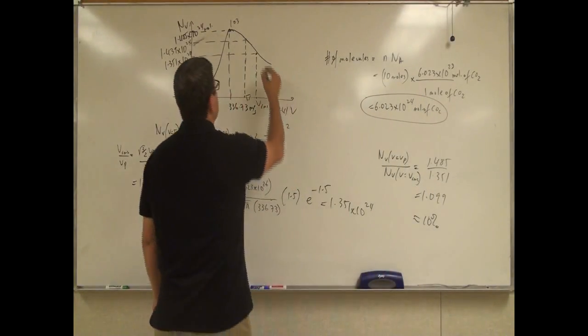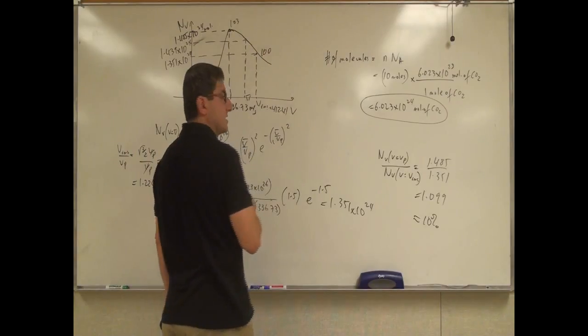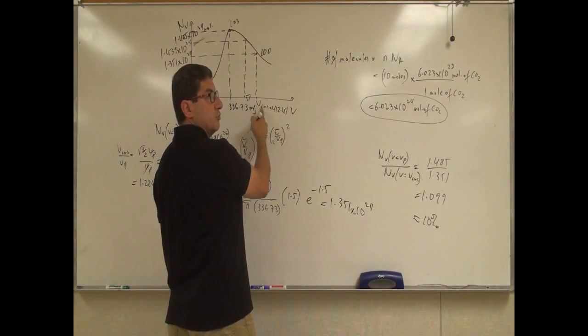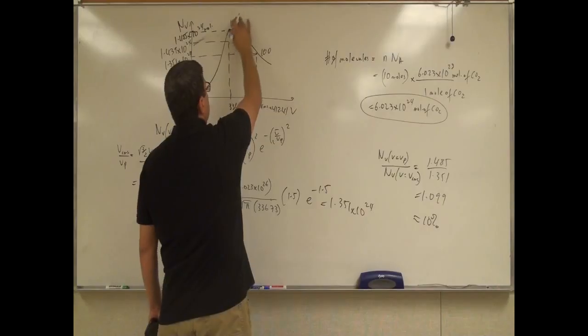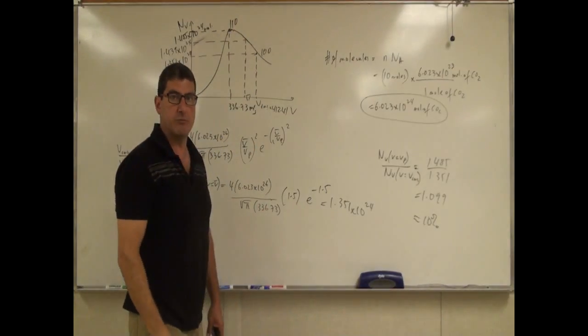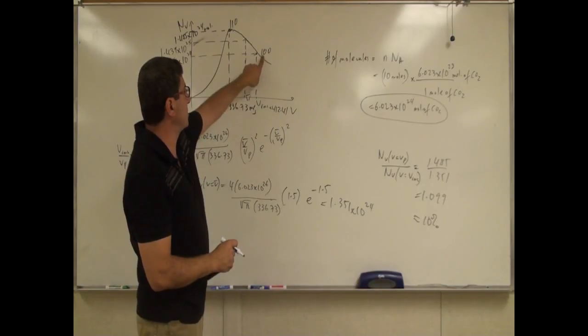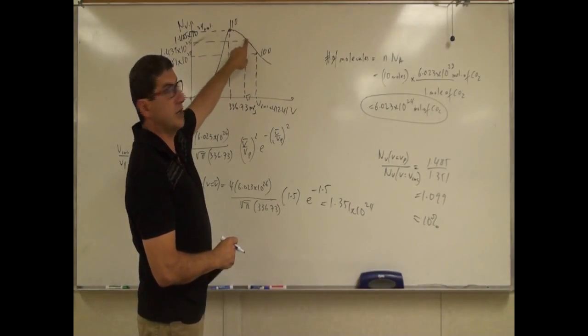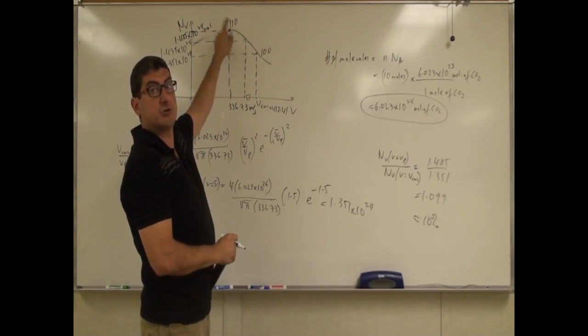So for every 100 molecules of carbon dioxide that are actually moving at the root mean square speed, there's going to be 110 of them moving at the most probable speed. And for every 100 molecules at the average speed, there's 103 there.